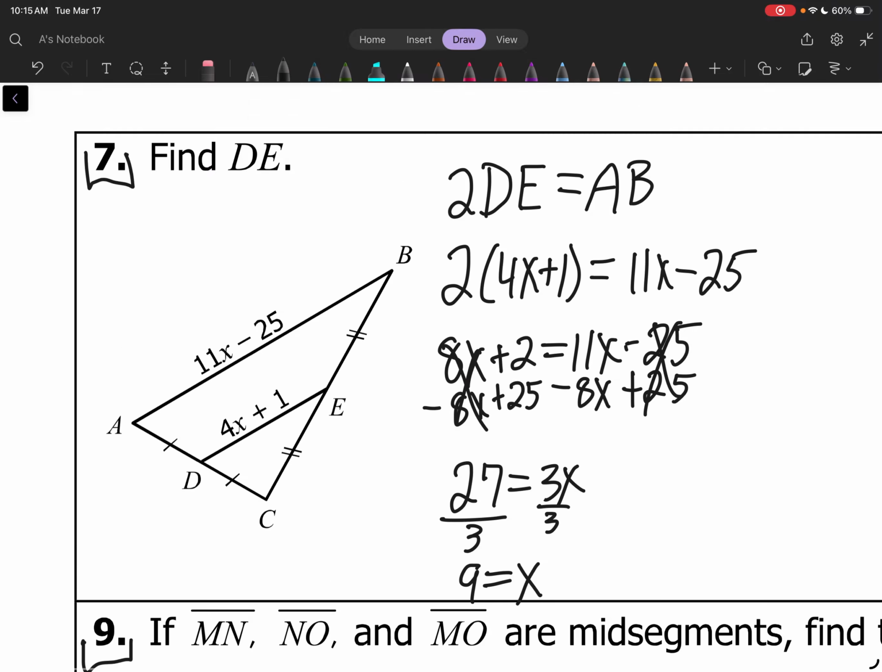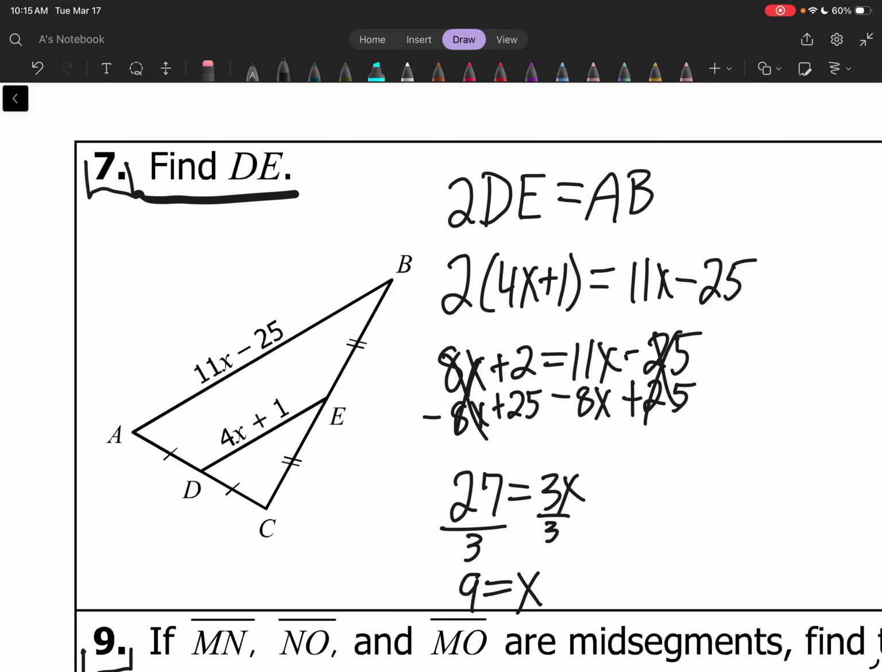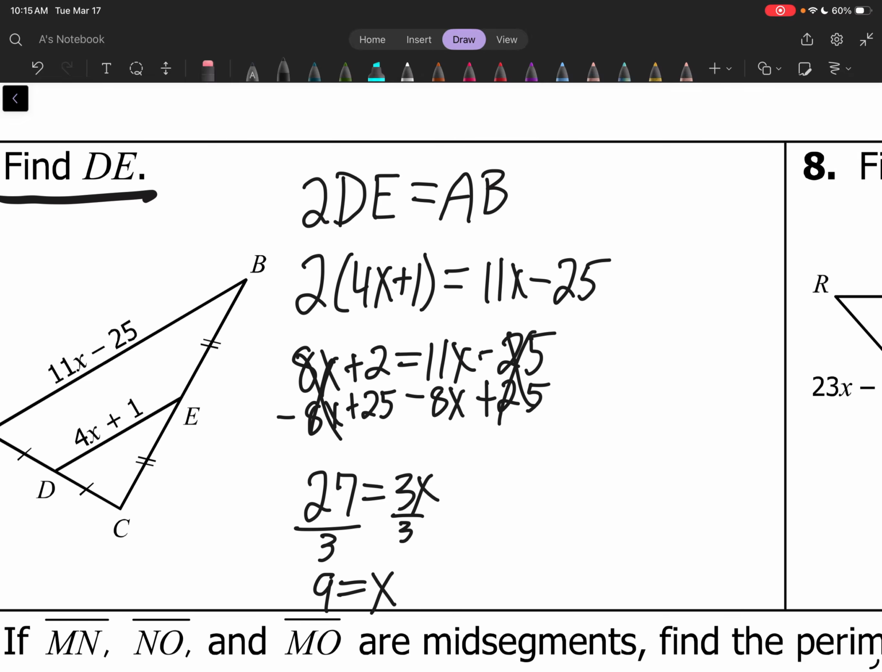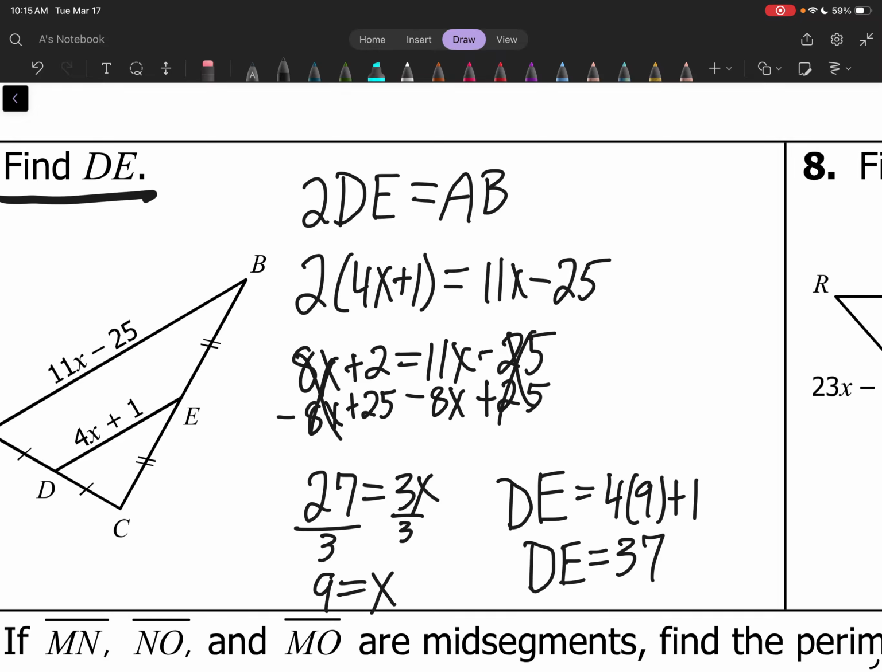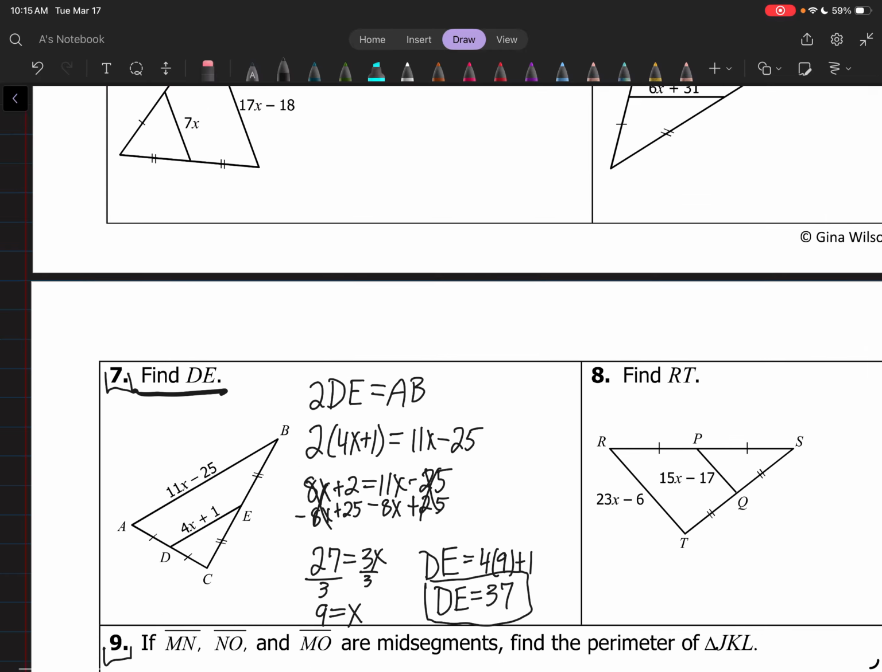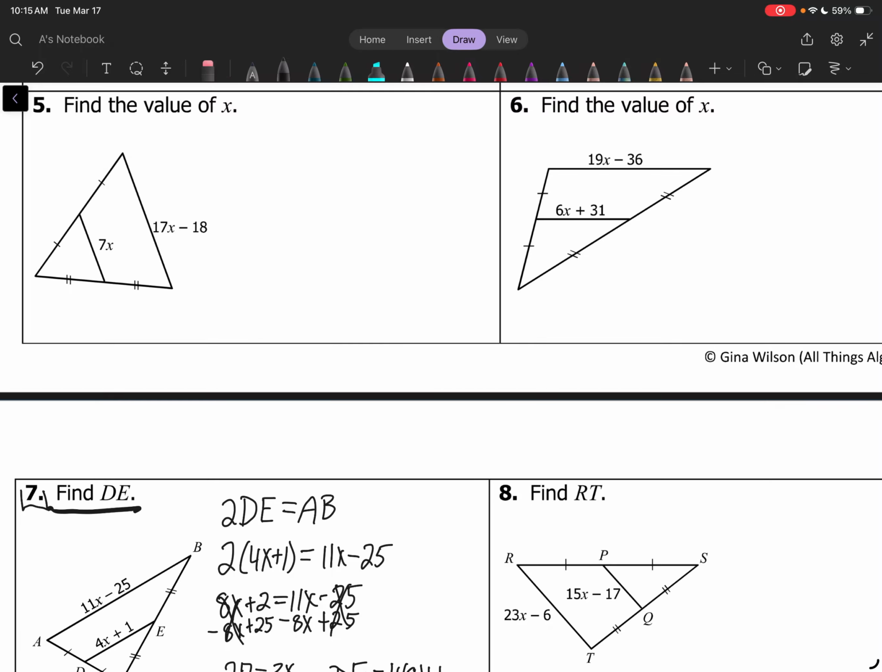Now we're at a good spot, but we're not finished. It says to find DE. So I'm going to plug this 9 back into the x. DE is equal to 4x, x is 9, plus 1. 4 times 9 is 36, plus 1 is 37. There is my final solution. Go ahead and try numbers 5 through 8.